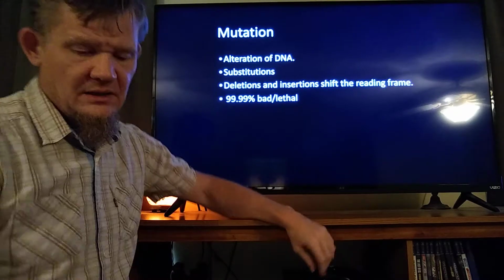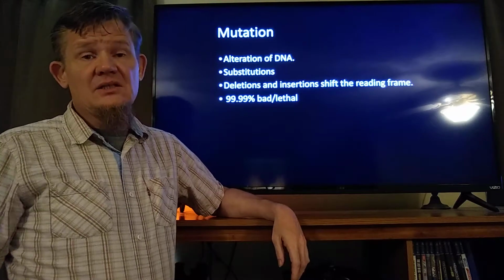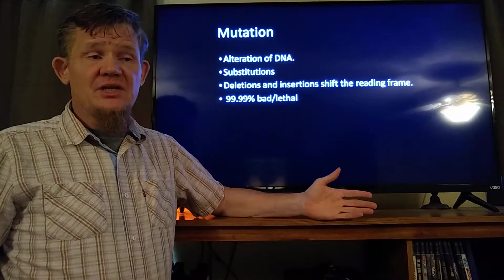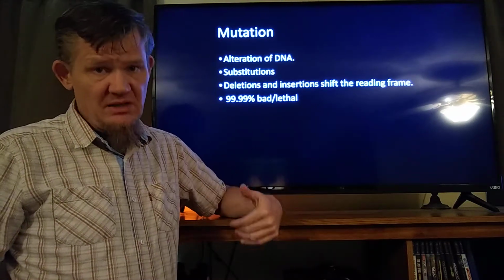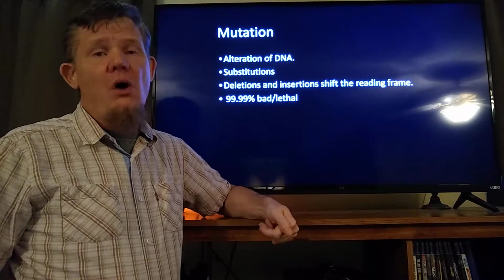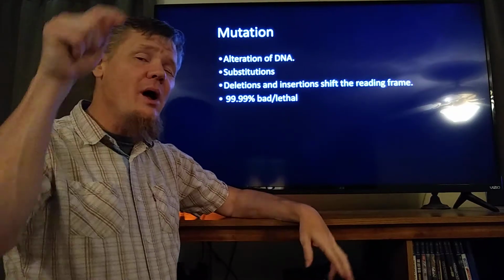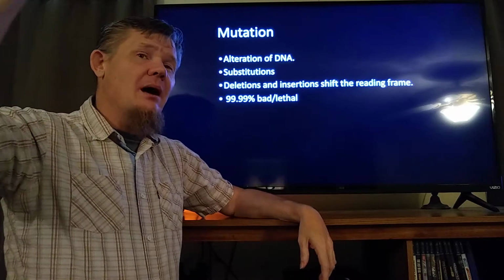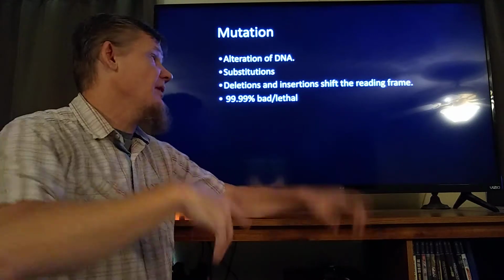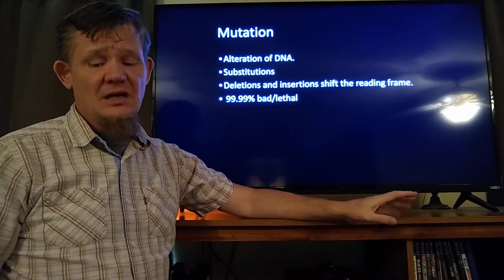You can also have deletions and insertions. I've got a graphic coming in just a second. A deletion is where I just didn't include a particular letter, just missed it. An insertion is where I put an extra letter in that wasn't supposed to be there. All of this means that the code is now written wrong. If I made a substitution, sometimes one bad amino acid will make a bad protein that still kind of works. If I have done a deletion or an insertion, it shifts what we call the reading frame, and I've now just made a protein that in no way can work.